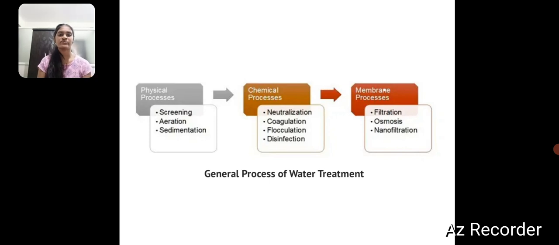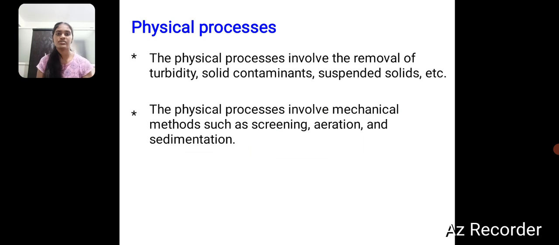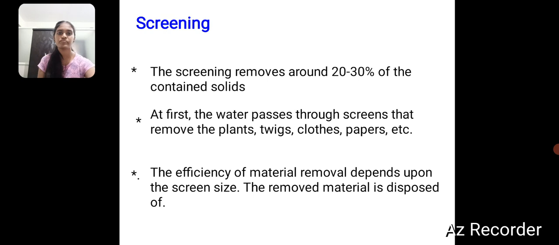Now, the general process of water treatment. Physical processes: screening, aeration, sedimentation. Chemical processes: neutralization, coagulation, flocculation, disinfection. Membrane processes: filtration, reverse osmosis, and nanofiltration. The physical processes. The physical process involves the removal of turbidity, solid contaminants, suspended solids, etc. Physical processes involve mechanical methods such as screening, aeration, and sedimentation.